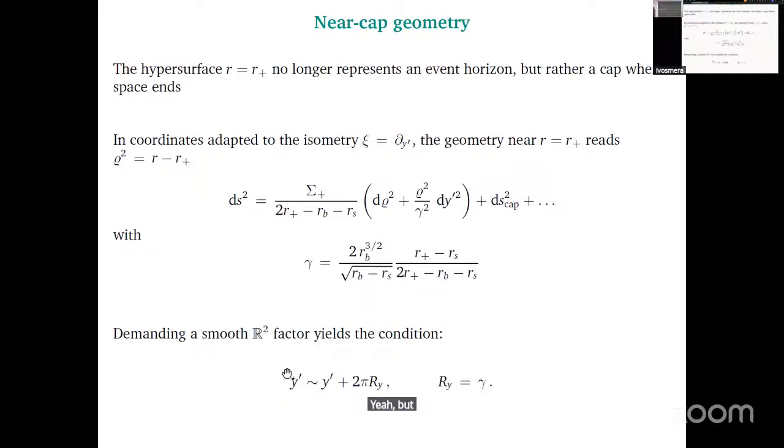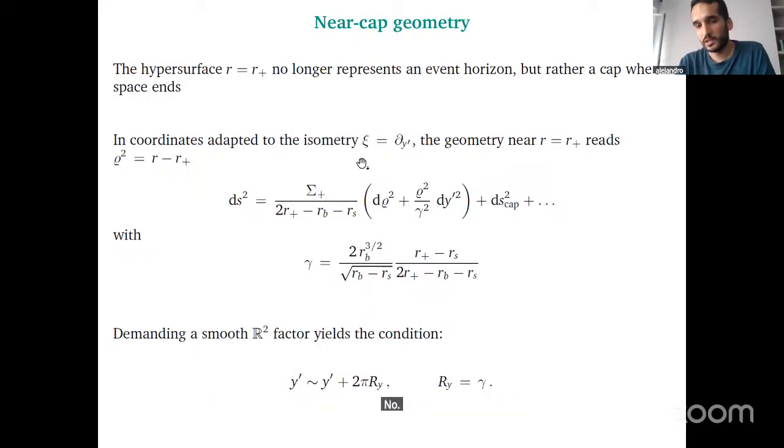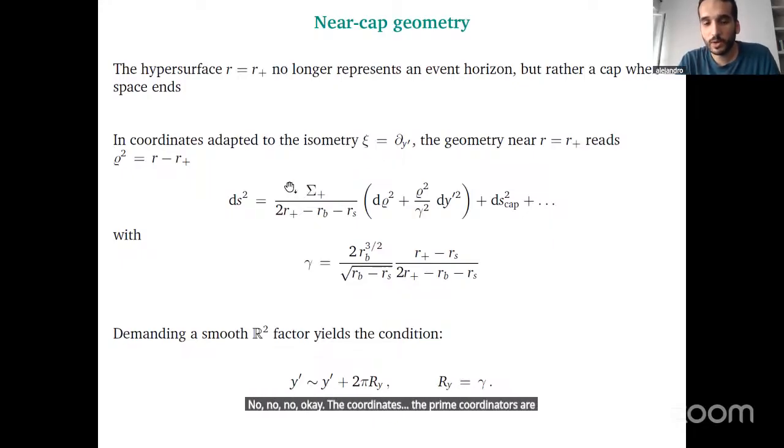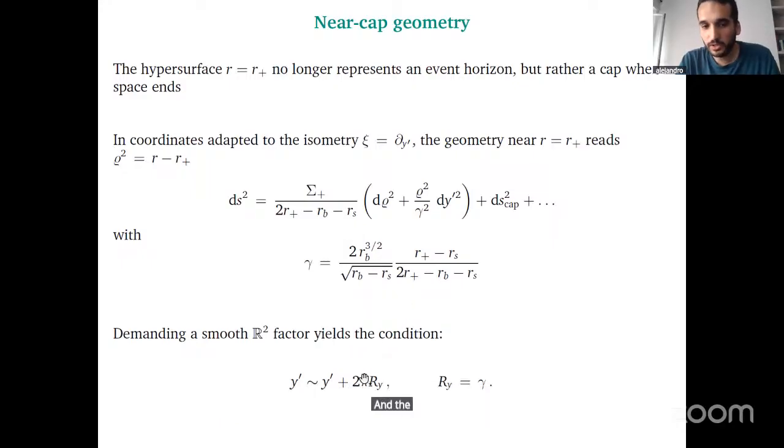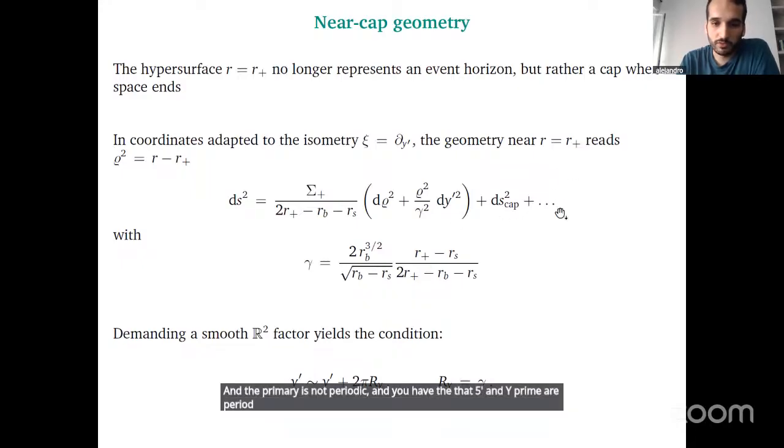But if you're saying that t prime depends on y prime, it means no. The prime coordinates are just t prime, y prime, and phi prime. And t prime is not periodic, and you have that phi prime and y prime are periodic. So of course, phi prime is 2 pi periodic. Otherwise, you get conical singularities in this metric.